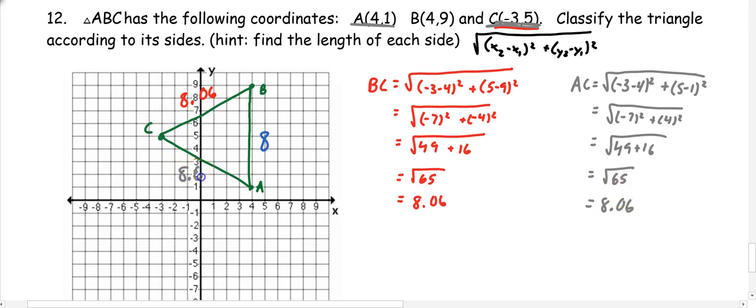So if I get the same measure for two sides, remember when we have two congruent sides, so in this case BC and AC, this must be an isosceles triangle. So based on the sides having two of the same measures, this is an isosceles triangle.